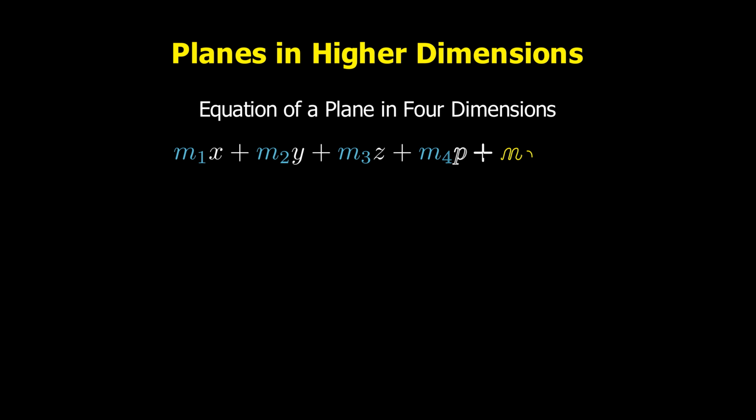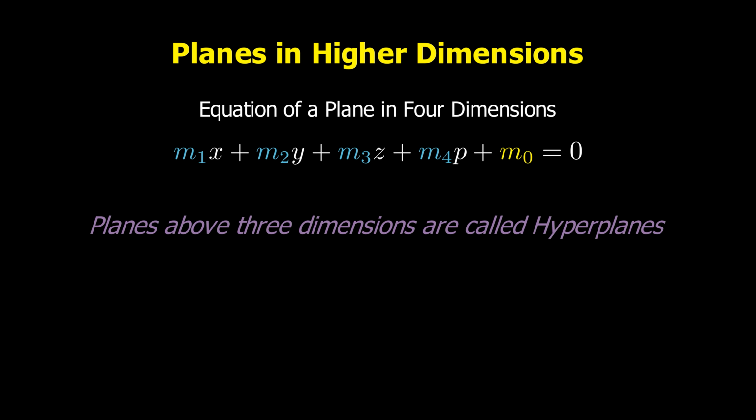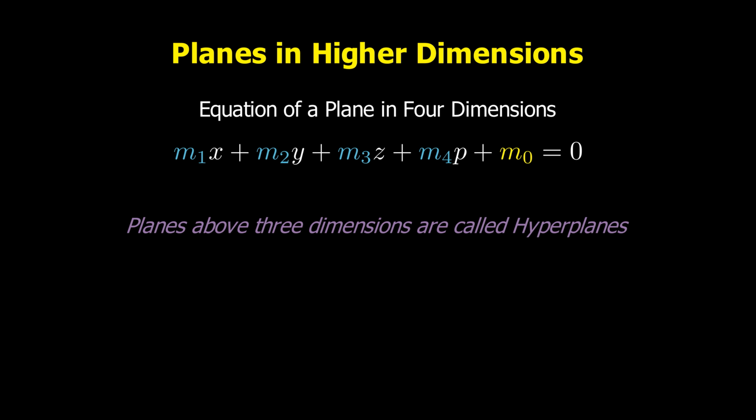Having established a solid geometric foundation for planes in 3 dimensions, we can now generalize these concepts to higher dimensional spaces. In a 4-dimensional coordinate system, a plane is expressed by the equation m1x plus m2y plus m3z plus m4p plus m0 equals 0. It is a fundamental principle in mathematics and data science that any linear plane existing in a space higher than 3 dimensions is formally defined as a hyperplane.